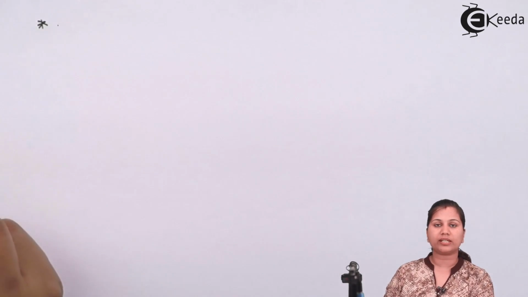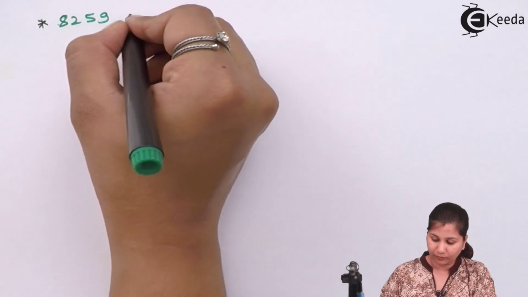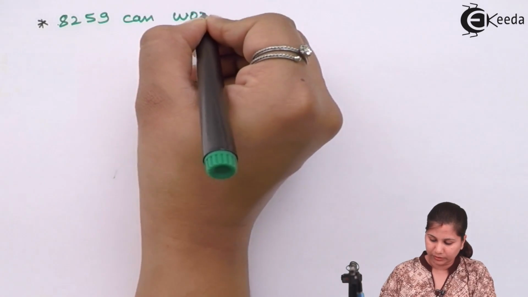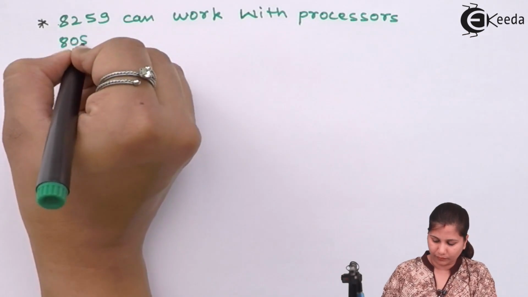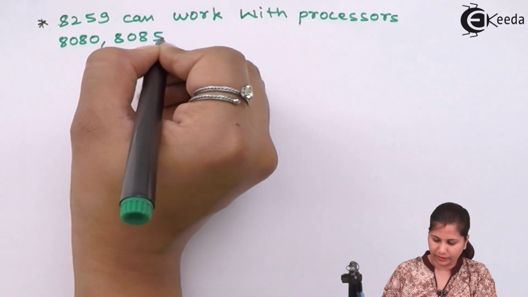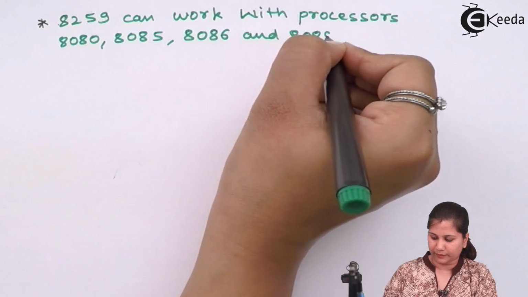Now the second feature is that this 8259 can be used with any type of microprocessor system like 8080, 8085, 8086, 8088. So all the versions of the microprocessor it can work with. So here we can write that 8259 can work with 8080, 8085, 8086 and 8088.